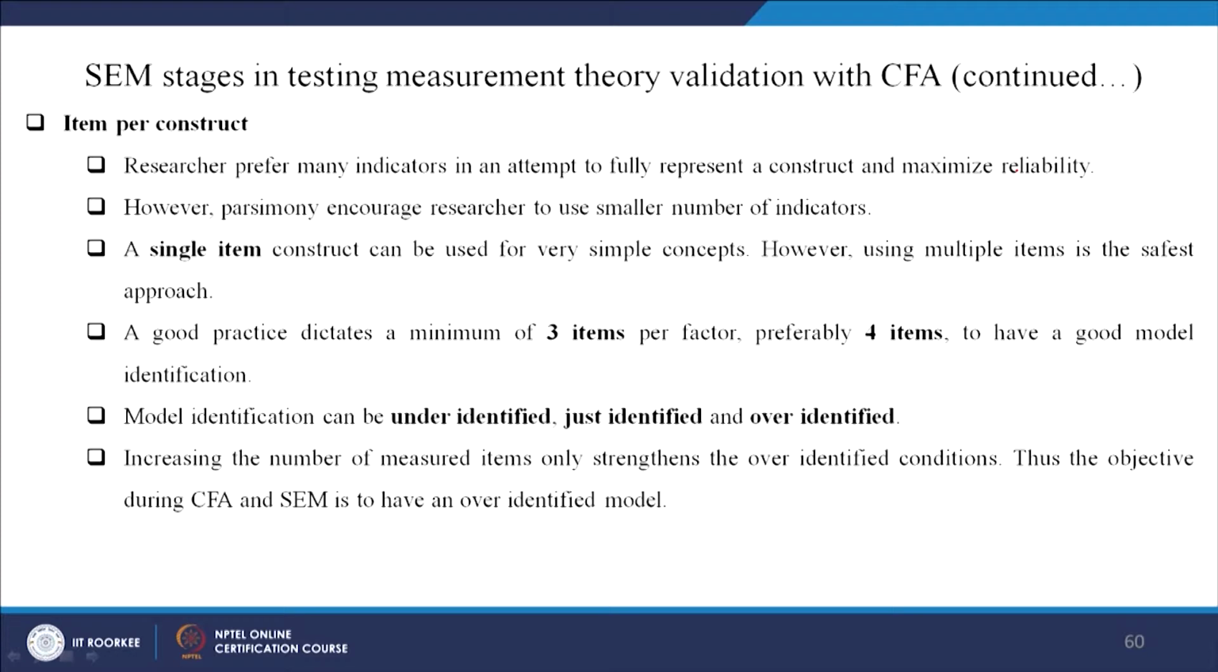So the higher the number of items, or indicators, the better. However, parsimony encourages researchers to use a smaller number of indicators. I have told you earlier also, research is parsimonious in nature. What does it mean? You should always try to attain the highest amount of information with the lowest number of variables. That is what researchers should try to achieve, okay.